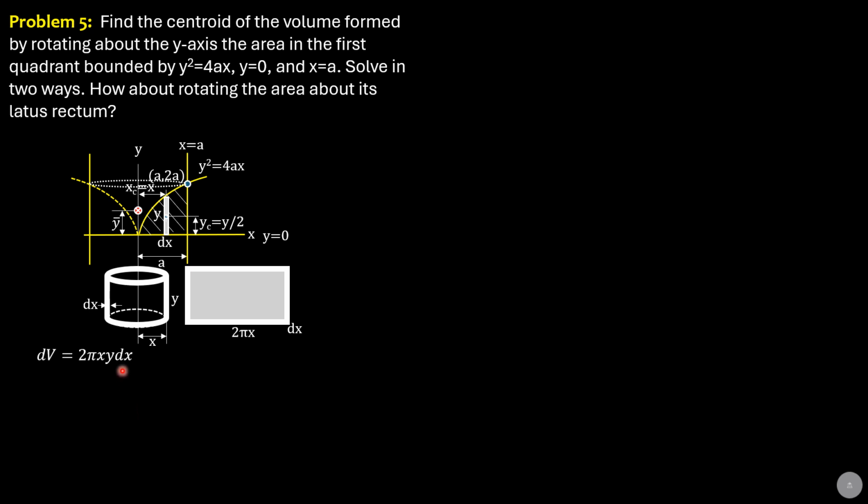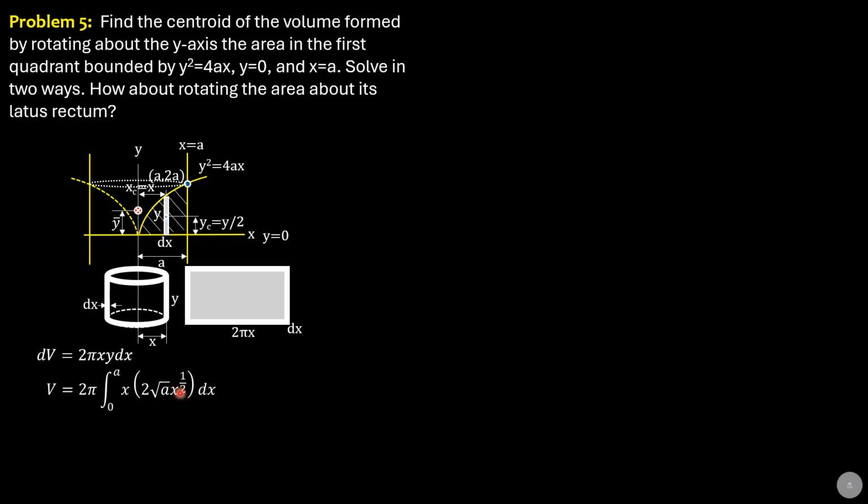The variable of integration is x, so we have to replace y in terms of x, which is in this case square root of 4ax, or 2 square root of a times x to the 1/2. So volume therefore is 2 pi integral from 0 to a, because the variable of integration is x, so 0 to a. X is just x, y is 2 square root of a times x to the 1/2, then dx. So by the power formula, this is 4 pi square root of a.